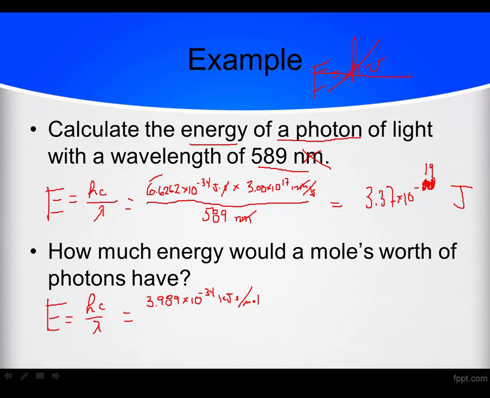I'm using the same exact equations. So the other thing, C on the top is still going to be 3.00 times 10 to the 17th nanometers per second. Wavelength should still be 589 nanometers. Nanometers and nanometers will still cancel. Seconds and per second will still cancel.